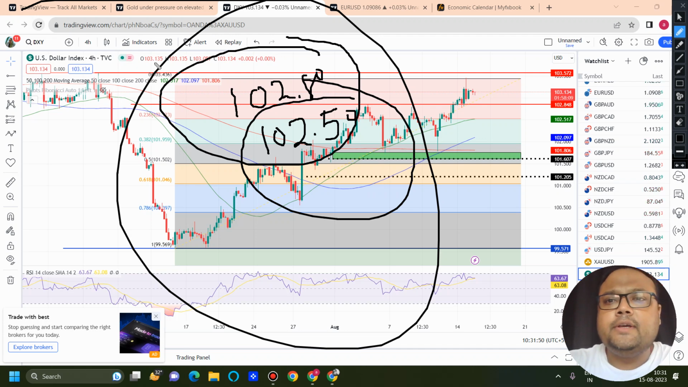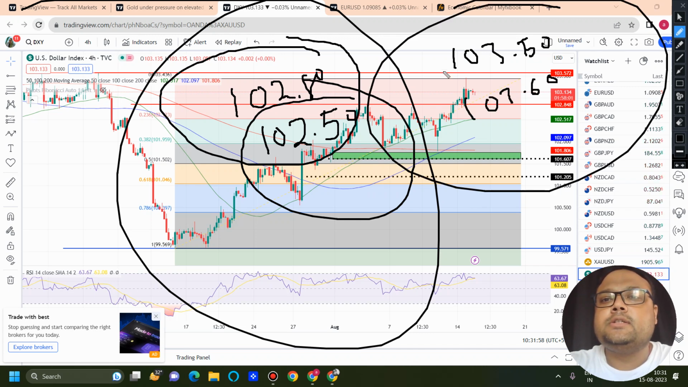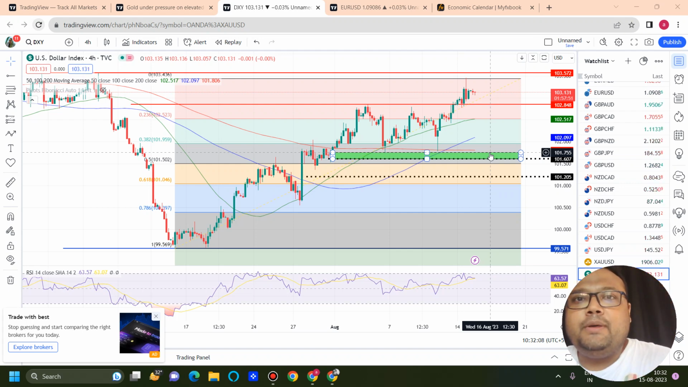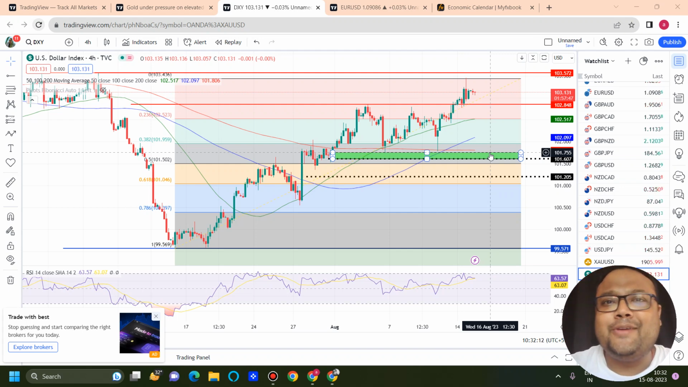If you're wondering about resistance, 103.50 to 103.60 is still the resistance for the market. So this is the range for DXY, and hopefully the market will not show a crazy US session before the FOMC. Okay, and let's wait and see how the market reacts to FOMC.